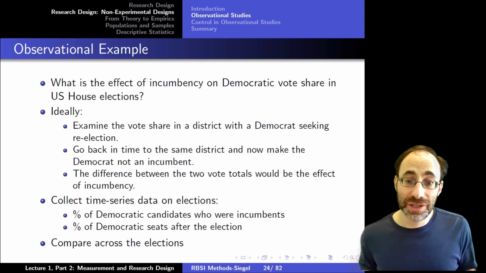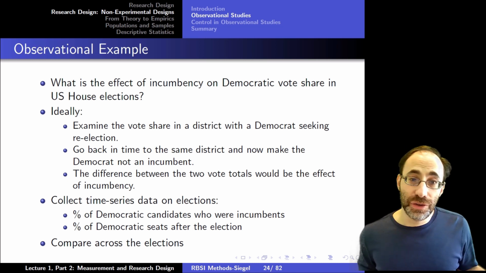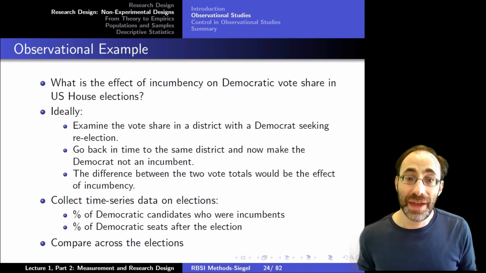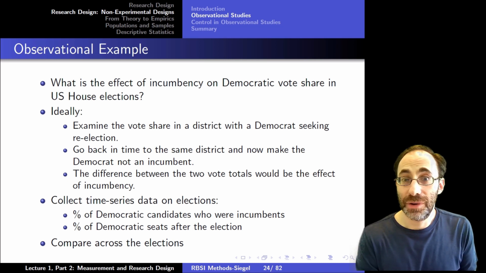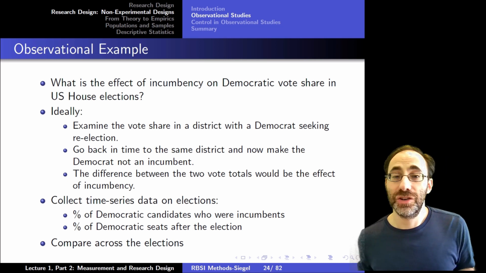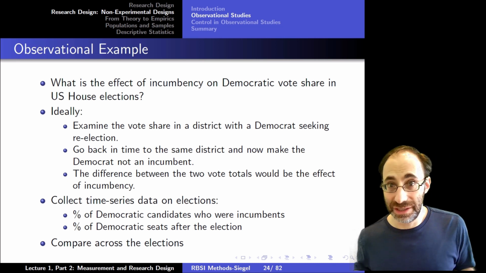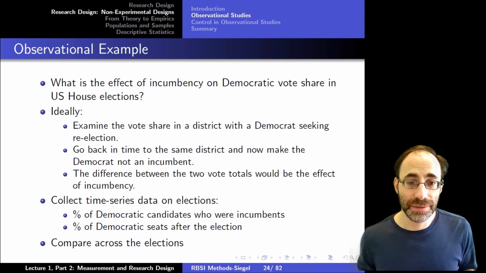So we collect time series data on these elections because we care about them across time. So first, we're going to look at the percentage of Democratic candidates who were incumbents. We're going to take data on that. And we'll also collect data on the percentage of Democratic seats after the election. We're going to try to see if there's a correlation between incumbency and winning and seat share. And then we'll compare across elections to see if it's consistent.